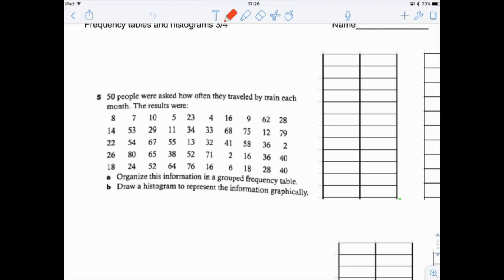They give you a bunch of different numbers, one from each person. Obviously, there's 50 pieces of data because it's 50 people. Organize this information in a grouped frequency table. Grouped frequency table means that we're going to have intervals, ranges of numbers, like buckets that we're going to put these numbers into. So we're not going to number these 1, 2, 3, 4, 5, etc. We're going to put them in groups like 1 to 5 or 6 to 10, things like that.